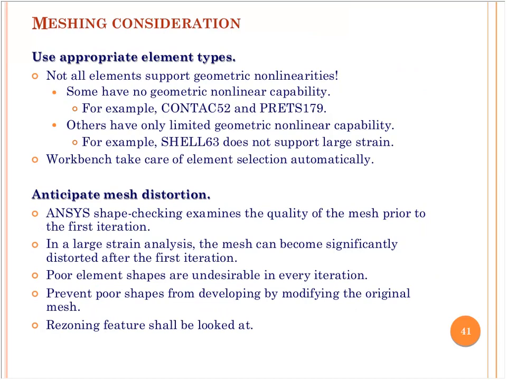Let us look at a couple of meshing considerations. We have seen that it is really important to use appropriate kinematic and constitutive relations to capture the nonlinear response of the structure. In Ansys, not all elements support geometric nonlinearity. For example, pretension elements or contact 52 do not support geometric nonlinear effects. There are some other elements like shell 63 which support large displacement, but will not support the large strain problem. So you need to look into the element help manual to understand whether a particular element supports all kinds of geometric nonlinearities or not.